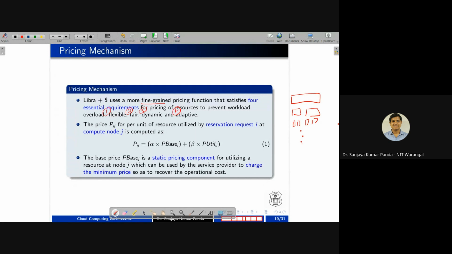Flexible means, for example, like I told you, scalability is a flexible concept. You can go from 80 to 2500.